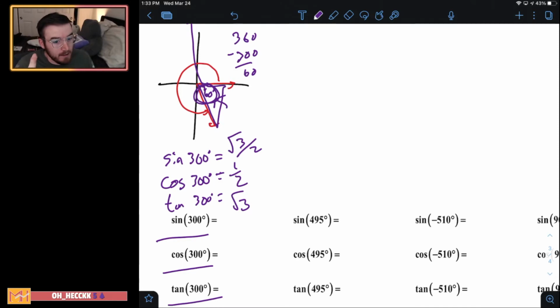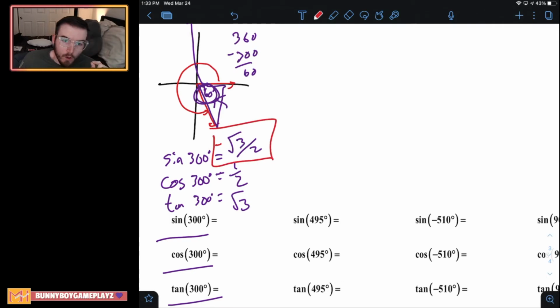But wait, there's a slight catch. Sine is negative because we're in quadrant 4. We can't forget about that, right? We are referencing a 60-degree angle, but we have to remember that 300 degrees is actually in quadrant 4. So that needs to be negative, right? Because this is a y, this is a negative y value. We're going down, okay?